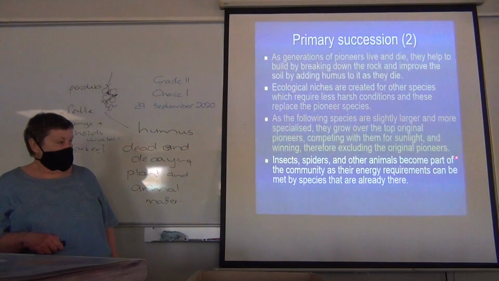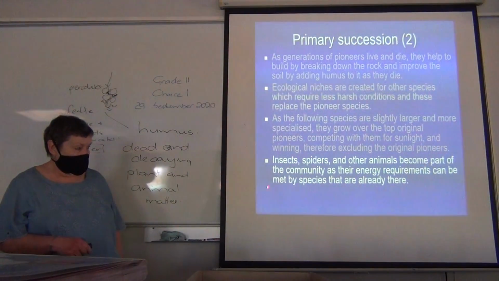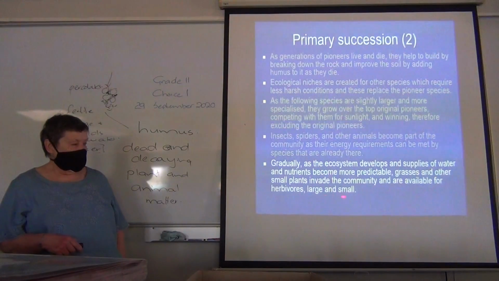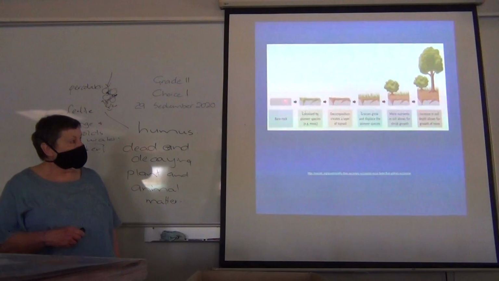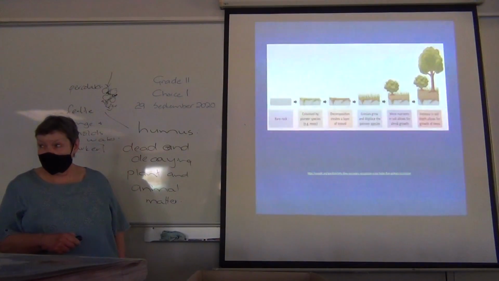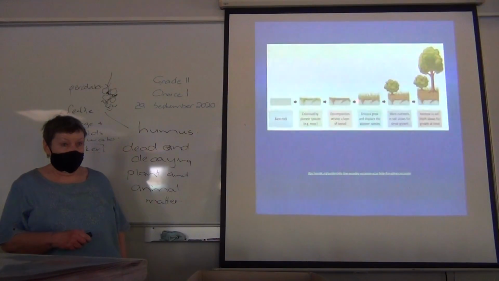So insects and spiders and other animals become part of their community as their energy requirements can now be met by the species that are there. And gradually the ecosystem develops and supplies of water and nutrients become more predictable. Grasses and other small plants invade and are available for herbivores, large and small, and now you start getting other animals going to live there. So this is an ecological succession, a primary ecological succession. It can take hundreds or thousands of years.